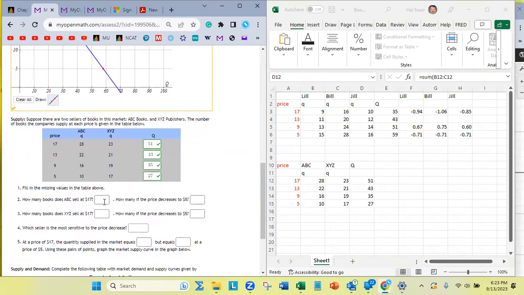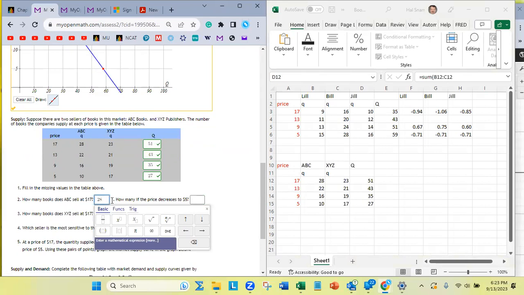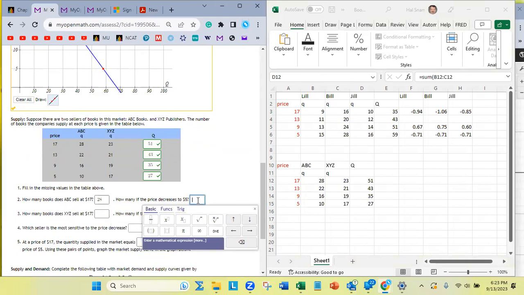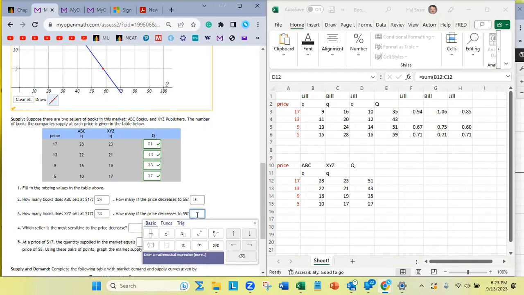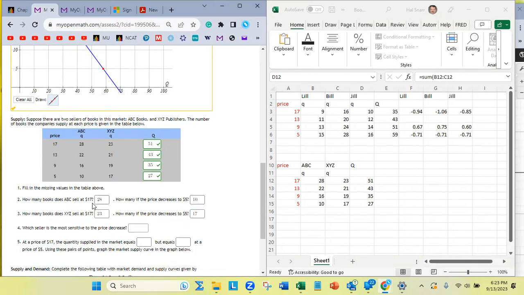How many books does ABC sell at 17? Well, they sell 28, right? How many if the price is 5? Well, they only sell 10. So that's a drop of 18, right? That's a decline of 18. How many books does XYZ sell at 17? Well, they sell 23, right? And how many do they sell at a price of 5? Well, they sell 17. Well, I think it's pretty obvious that ABC is more price sensitive, right?